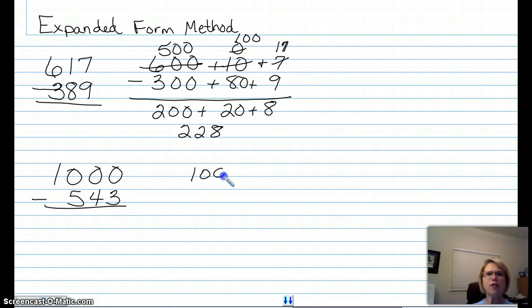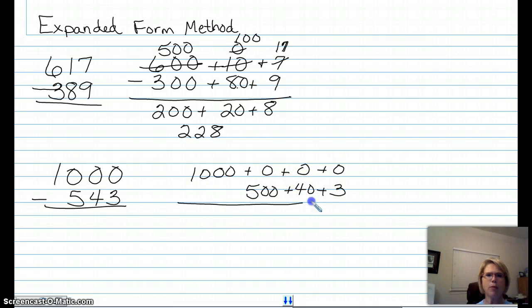Over here we have 1,000. We don't have any hundreds. We don't have any tens. And we don't have any ones. Goodness gracious, the thousands are being very hoggish. Couldn't think of the word. All right, so here we're going to take away 500 plus 40 plus 3.